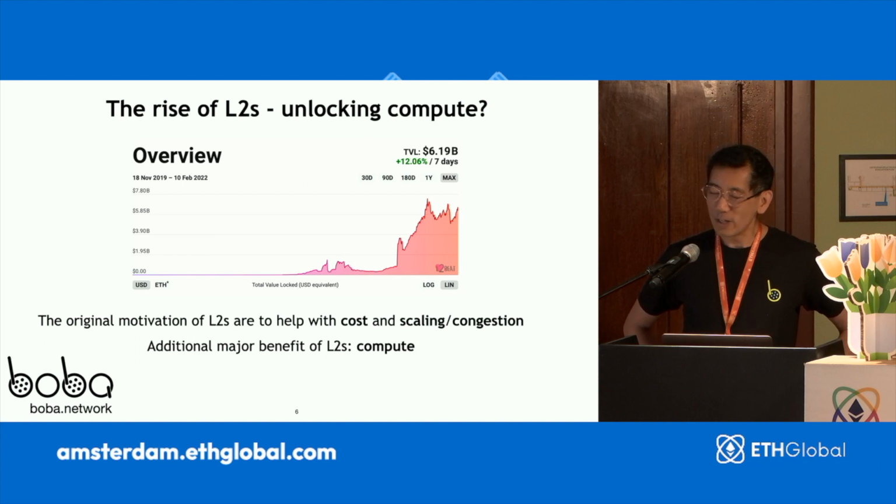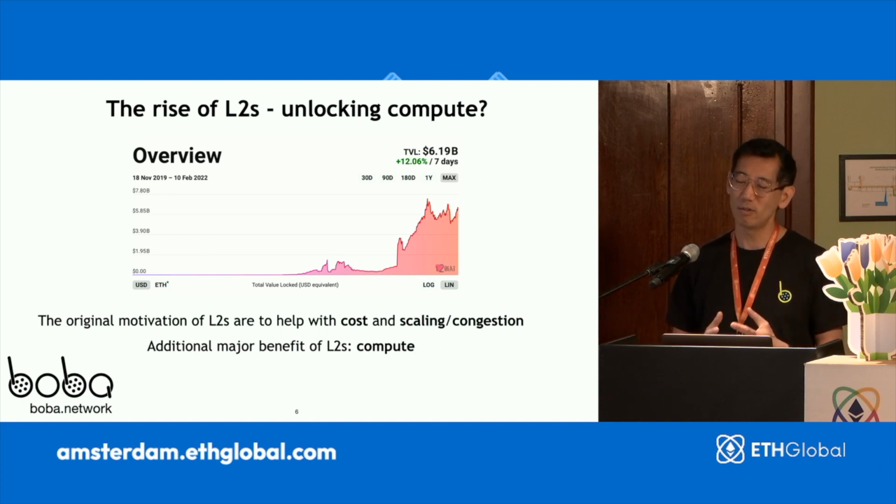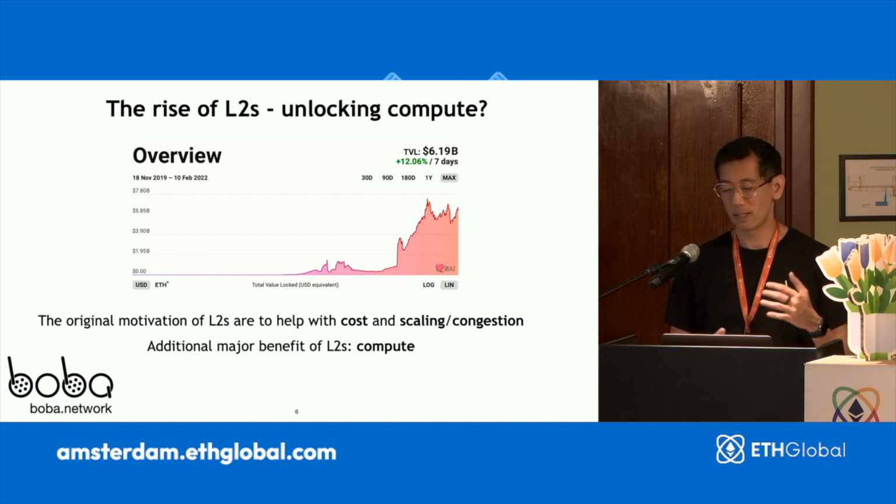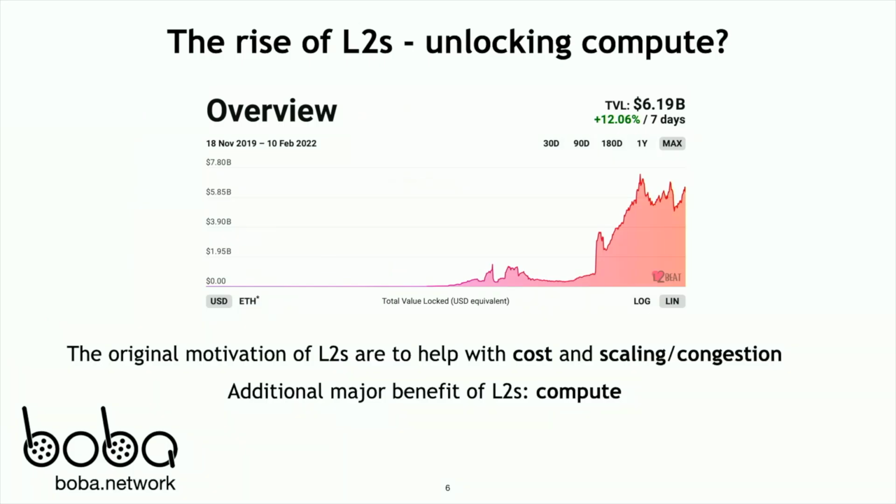But then L2s, layer 2s, came along, and while the original motivation for creating layer 2s was to address the most obvious challenges of Ethereum, which are speed, throughput and cost, right? There's actually an additional major benefit, and that's enabling more complex computations. And that might seem a little bit counterintuitive. People don't think of layer 2s as delivering that kind of benefit, right? Most people think of layer 2s as faster, cheaper, that's awesome. Let's just move our transactions to layer 2s.